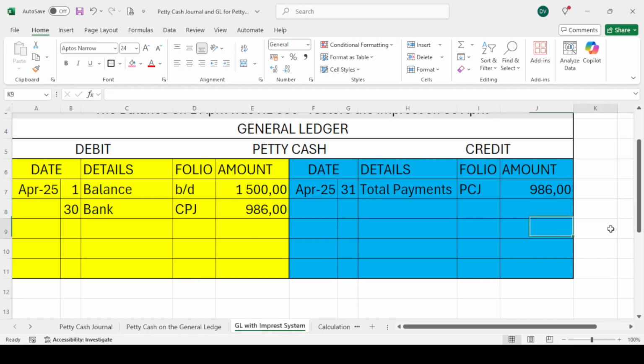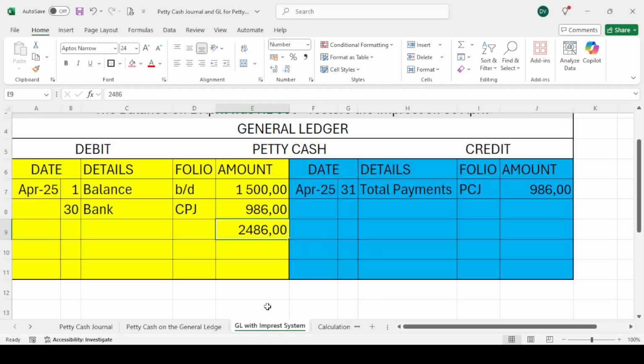Okay, now you follow the same steps. Which side is bigger? Obviously, this side, the debit side, is bigger because you've got 1,500 plus 986. It gives us a total of 2,486 Rand. Remember to give it a thick line at the top and the bottom. You copy it on both sides. Okay.